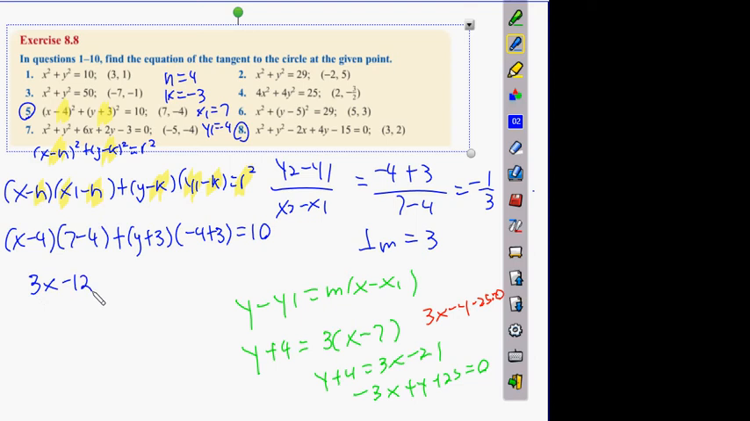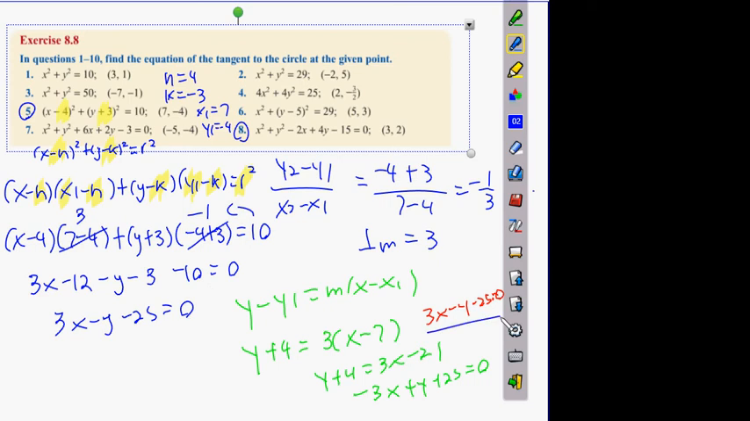3x minus 12, yeah? Because that's a 3. 7 minus 4 is 3. That's a minus 1, which makes that minus y minus 3. Bring it over to minus 10. Look what happens. 3x minus y minus 25 equals 0. Same answer both times. Okay? There is no shortcut around this.